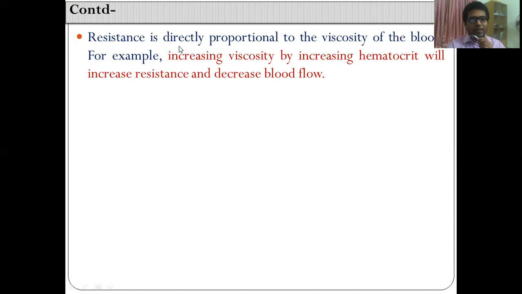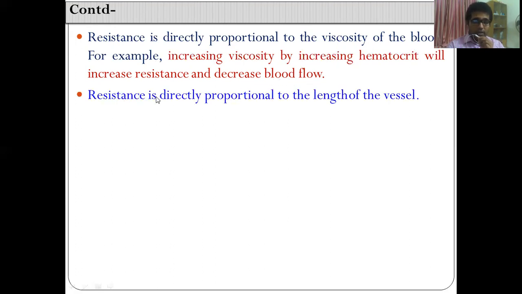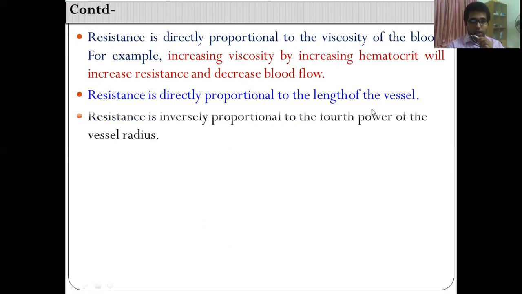So resistance is directly proportional to the viscosity of the blood, as we have seen in this equation. For example, increasing viscosity by increasing hematocrit will increase resistance and decrease the blood flow. Resistance is directly proportional to the length of the vessels, which I have already explained. Resistance is inversely proportional to the fourth power of radius.